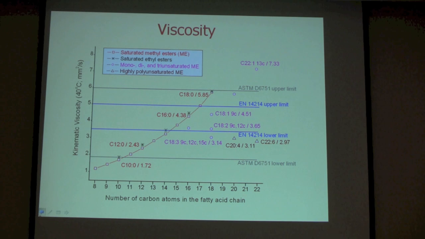Well, like I said, ASTM 6751 is pretty generous. So you can use a lot of feedstocks and not run afoul of the viscosity specification. Next slide, please.